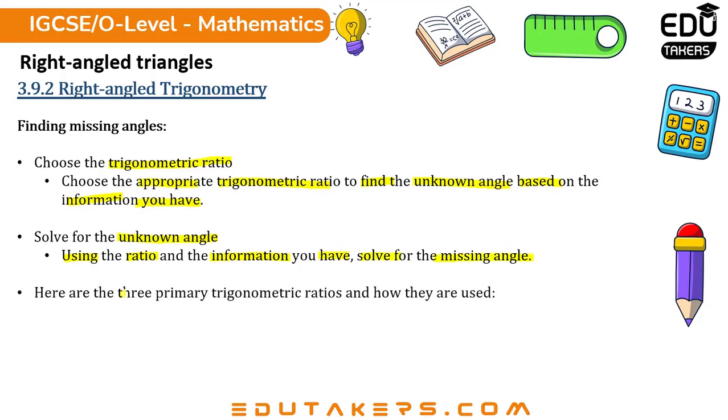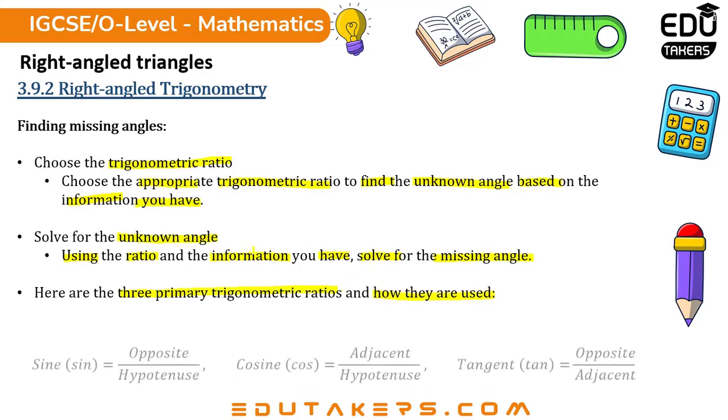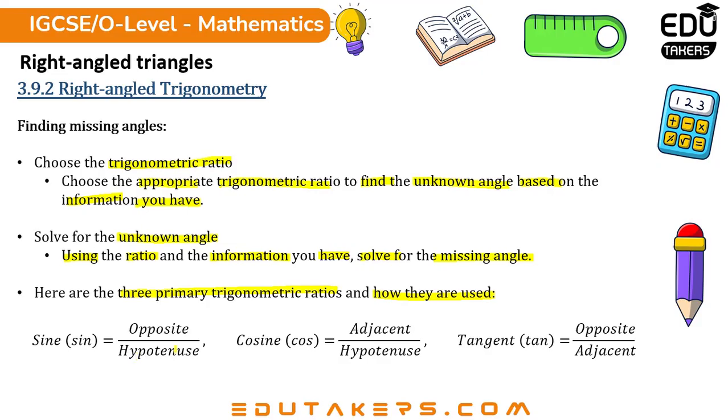Here are the three primary trigonometric ratios and how they are used. Sine is opposite over hypotenuse, cos is adjacent over hypotenuse, tangent is opposite over adjacent.